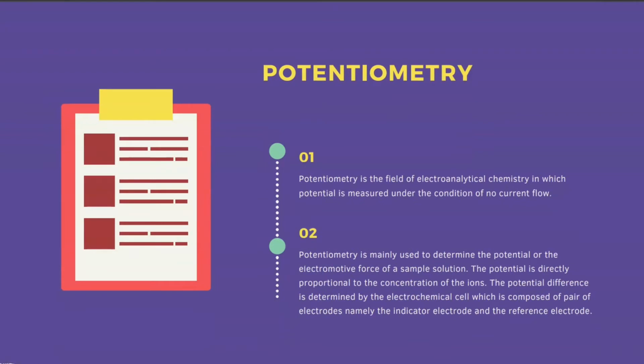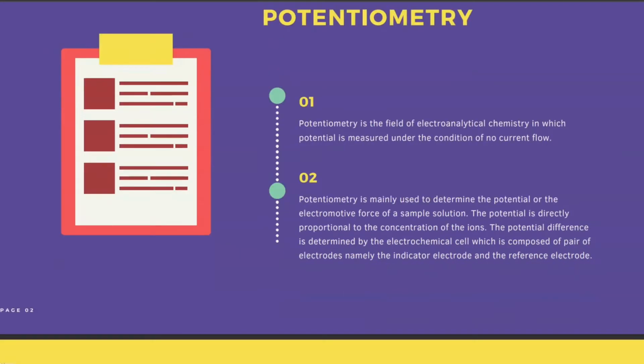So, potentiometry is the field of electroanalytical chemistry in which potential is measured under the condition of no current flow. Potentiometry is mainly used to determine the potential or electromotive force of a sample solution. The potential is directly proportional to the concentration of the ions. The potential difference is determined by the electrochemical cell, which is composed of a pair of electrodes, namely the indicator electrode and the reference electrode.